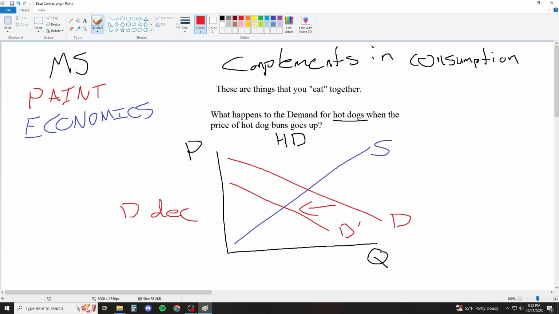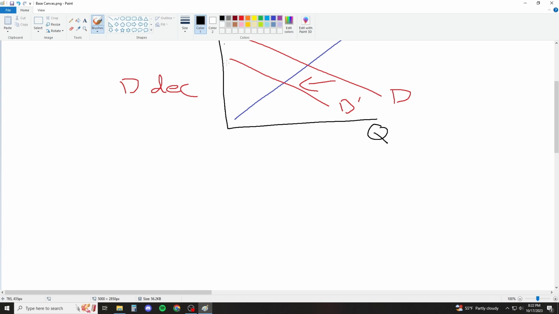Next is substitutes. I don't know why I went back to handwriting. I hate writing with a mouse. In consumption. That's a W. Consumption.